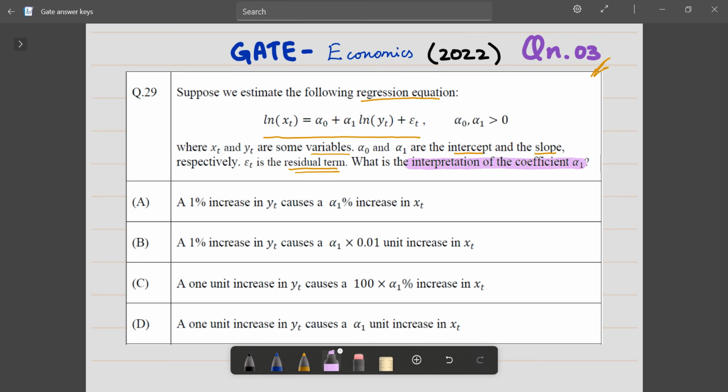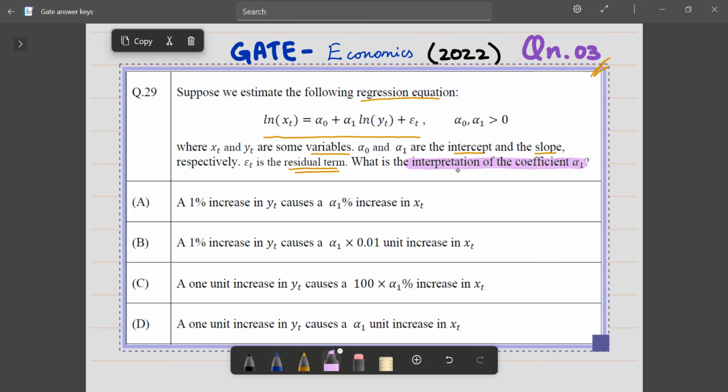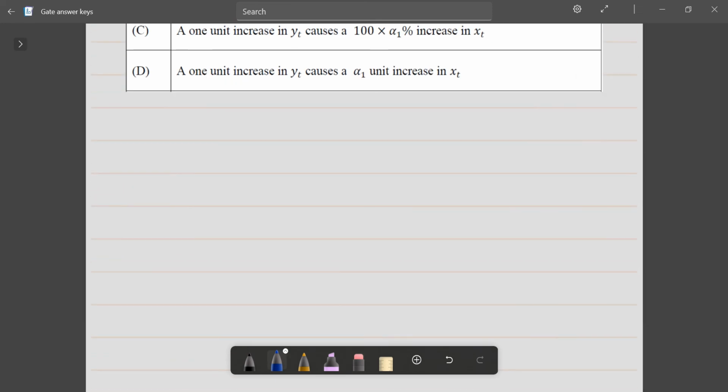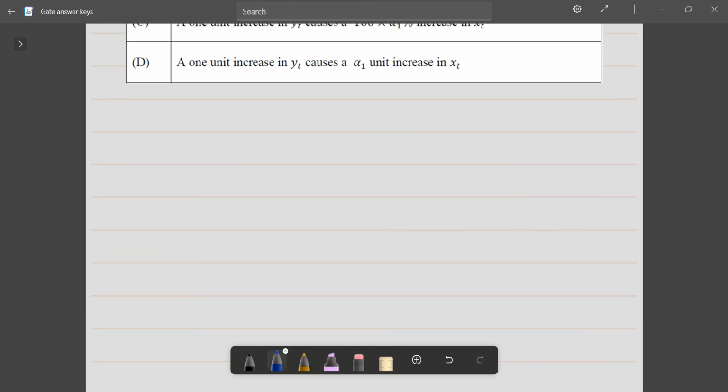So we need to find what this term alpha 1 means in this regression equation. Before moving on to solve the question, let us first understand some functional forms of logarithmic regression. I'm now going to start with the basic linear regression.